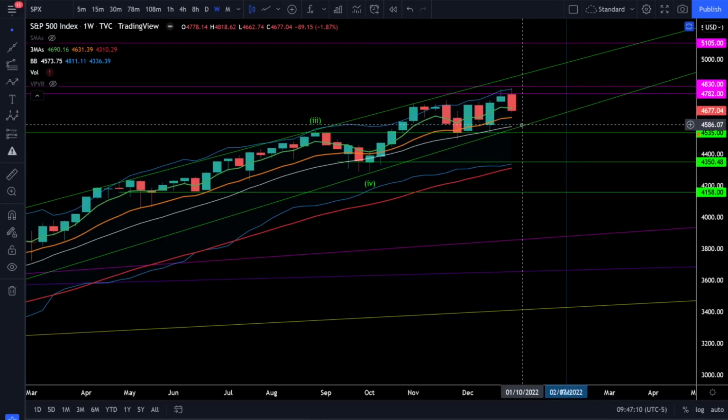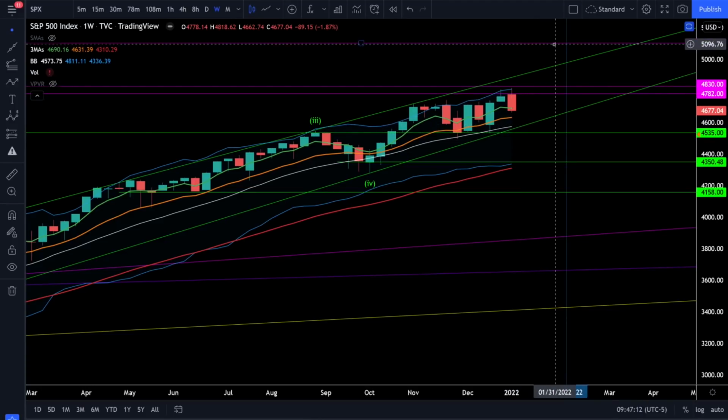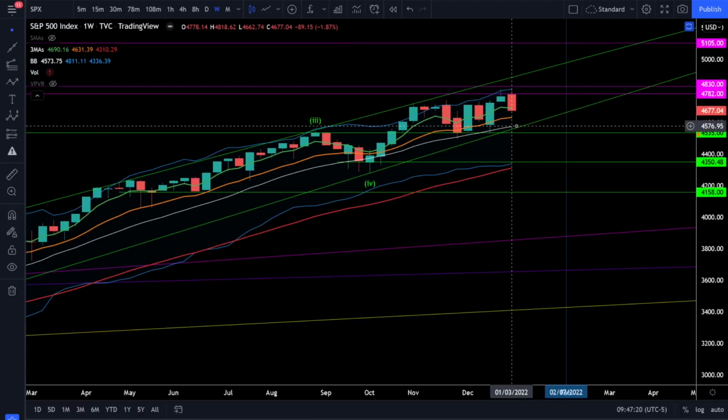But if we bounce off support and we start going to new all-time highs, I just made a great risk-reward setup trade, and I'm making a lot of money from doing so. So as we get closer to support and everybody is getting fearful and losing their mind, that's when you want to start getting more greedy.